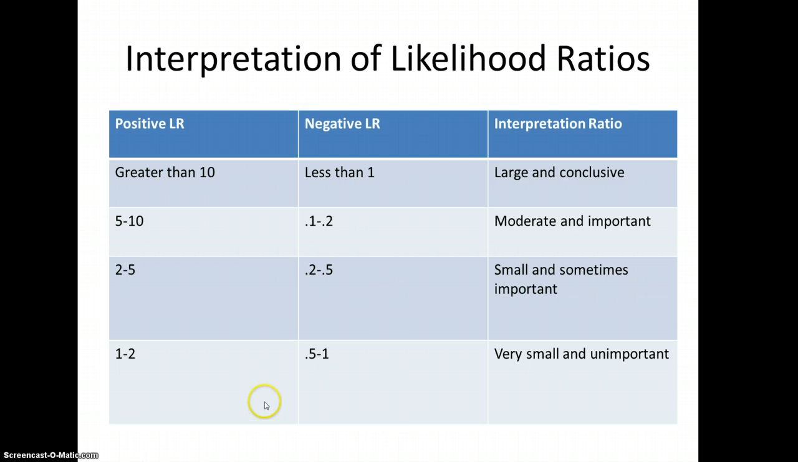We teach that a positive likelihood ratio greater than 10 or a negative likelihood ratio less than 1 are large and conclusive. This is what you want to see in your literature and your evidence when they present likelihood ratios. The closer either of those values are to 1, either a negative likelihood ratio being very high and close to 1, or a positive likelihood ratio being very low and close to 1, are very small and unimportant in the practical application of the test.